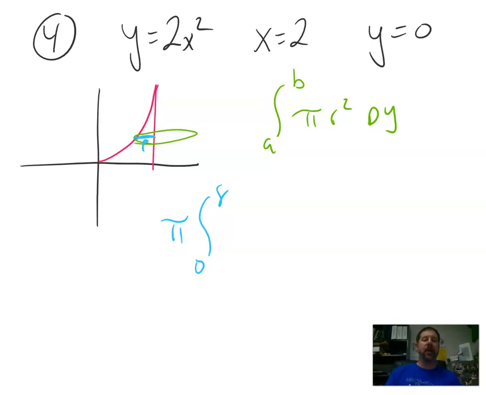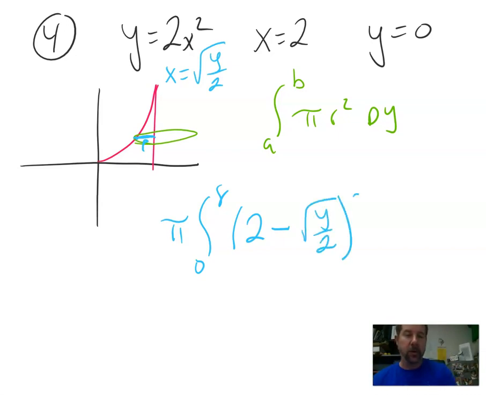To find this, I think the easiest way to do it is always just the top minus the bottom. So if I flip my head this way, my radius is going to be 2 minus, and when we rewrote this in terms of y in the last problem, it was x equals root y over 2. So 2 minus root y over 2, squared, dy is going to be our setup for this problem. When you're finding that radius, just remember, flip your head if it's with y, or straight down if it's with x, and then it's just always top minus bottom. I found that's the easiest way for you guys to come up with this radius.